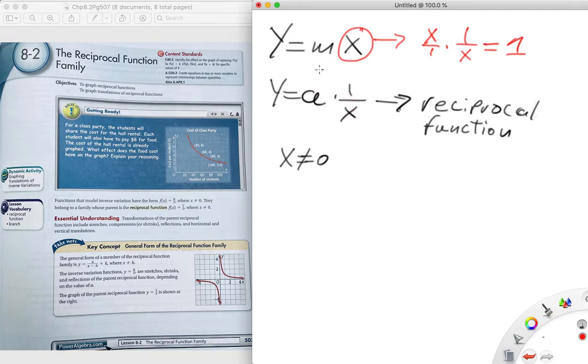This is not a linear function, so this a doesn't represent slope, but it does represent some type of manipulation of this function. Notice that since x is in the denominator now, there's certain things that x can't be. x can't be anything that turns the denominator into 0. In this case, x can't be 0.